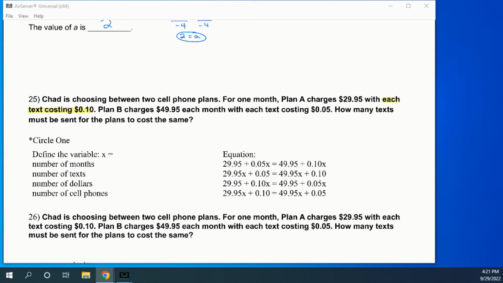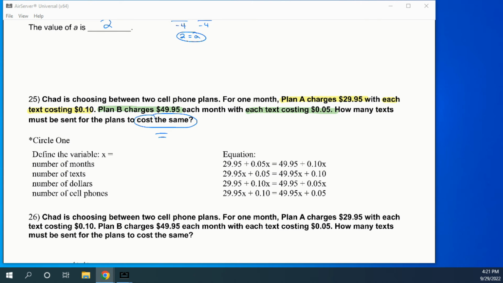So let me do this. I'm going to color code it. We'll do yellow. So plan A charges that. Plan B charges that, with each text costing that. So what you want, I didn't even finish the question. It says how many texts must be sent for the plans to cost the same. Cost the same means equals.